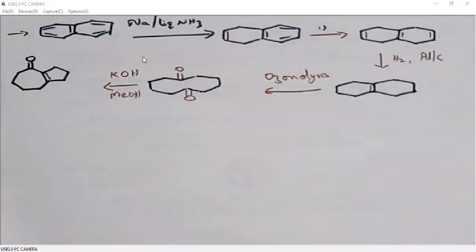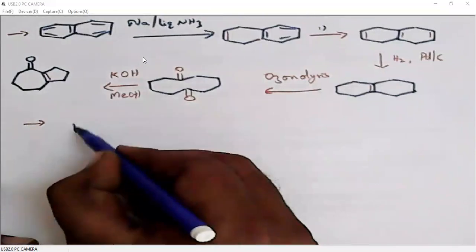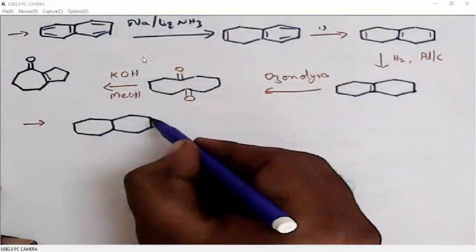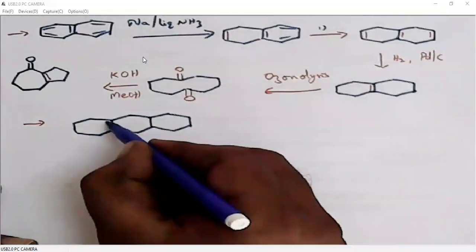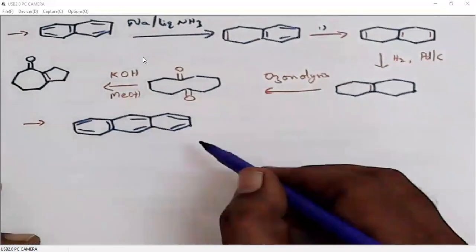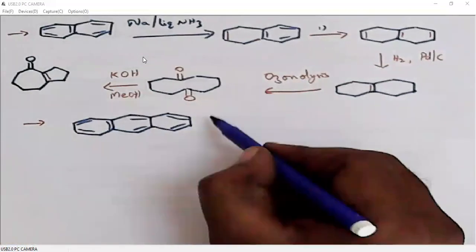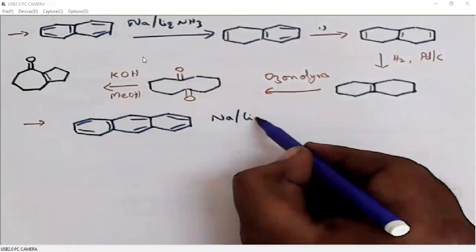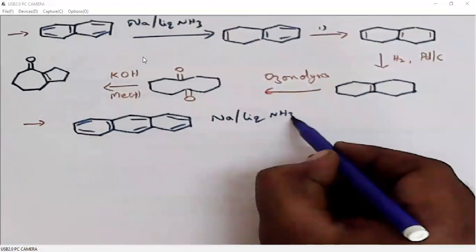Now I will give some more examples. You just predict where the Birch reduction will take place. If it is anthracene, naphthalene, of course, any ring, it is possible to have Birch reduction, whereas in anthracene it is a different condition, right? So you write the product here. Which ring will undergo reduction?